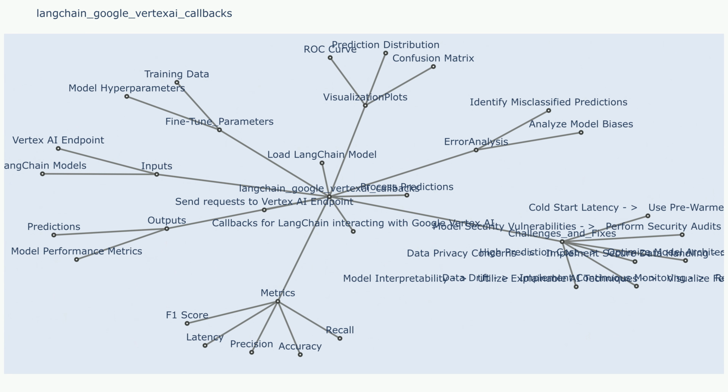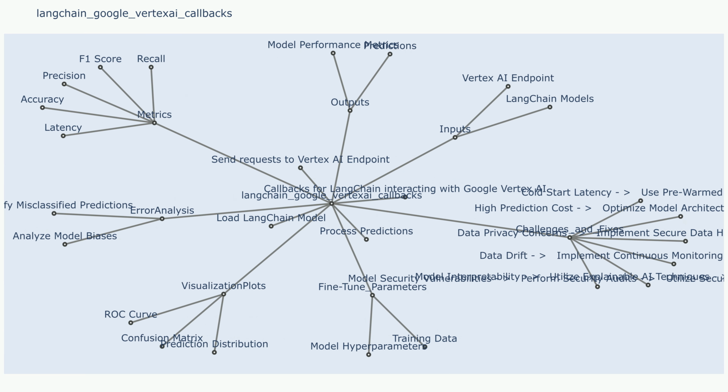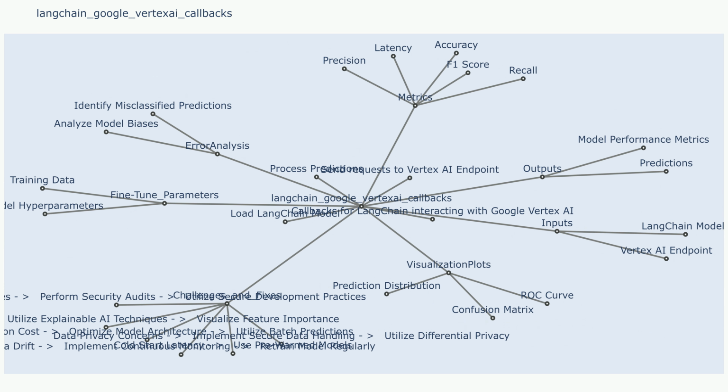Steps: initialization. When the Langchain application starts, the callback is initialized. It connects to the Google Vertex AI environment and prepares for logging and monitoring. Execution: monitoring throughout the application execution. The callback tracks the progress of each step, records input and output values, and gathers performance metrics.